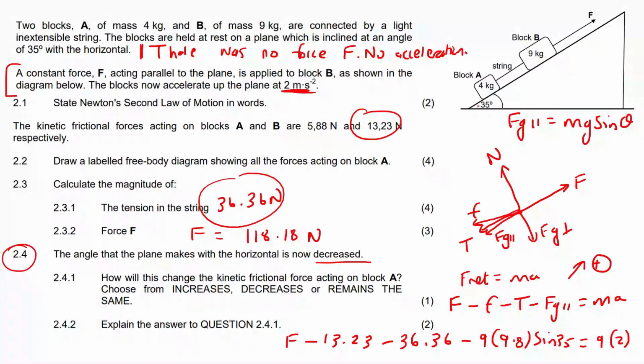Okay, so moving now into here, it says that the angle of the plane is now decreased. So they're going to decrease the angle. So maybe it's going to look like this now. They're going to make this angle a little bit smaller. Now it says, how will this change the kinetic friction force acting on the block?